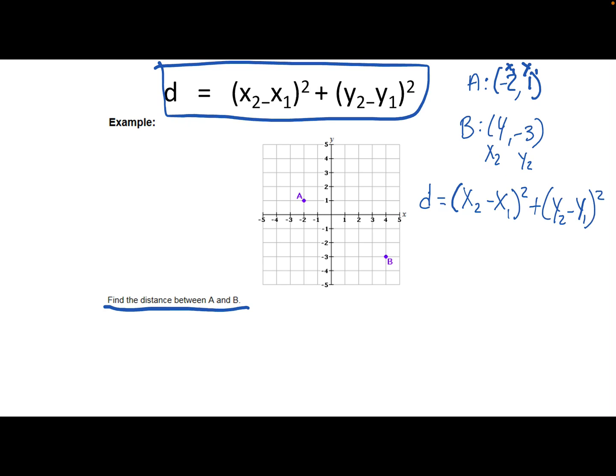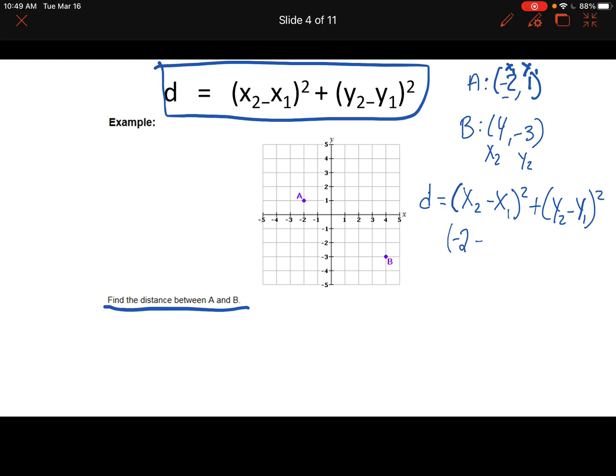Okay, so I labeled my x's with x1 and x2, and then my y's with y1 and y2, so now I can substitute in my numbers. So I have x1 is negative 2, so I got negative 2 minus, oh sorry, I have them flipped, that was a mistake. X2 comes first, which is 4, so we get 4 minus x1, which is negative 2. And all that's going to be squared, plus y2 is negative 3, y1 is 1, and all that's going to be squared.